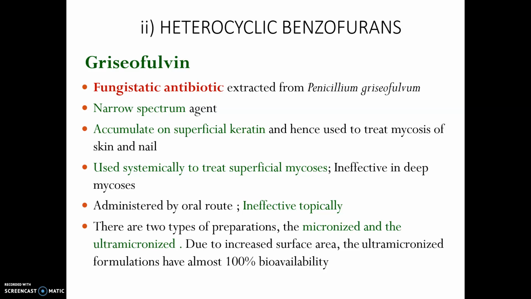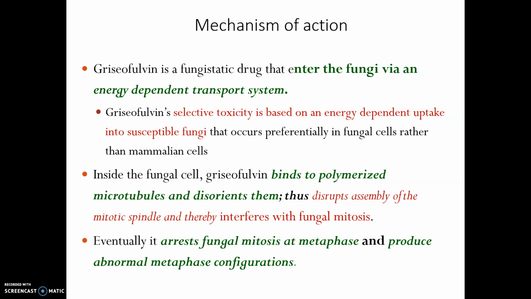They are used to treat superficial as well as systemic mycosis. Griseofulvin is a fungistatic drug that enters the fungi via an energy-dependent transport system. Inside the fungal cell, griseofulvin binds to the polymerized microtubules and disorients them. Thus, microtubular formation decreases, and the cytoskeletal elements in the cell will not be formed.